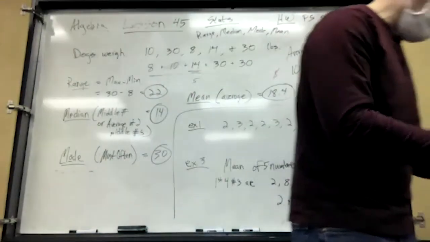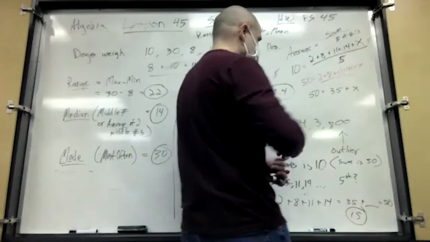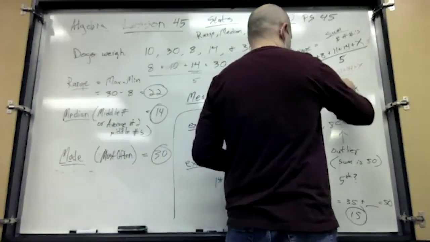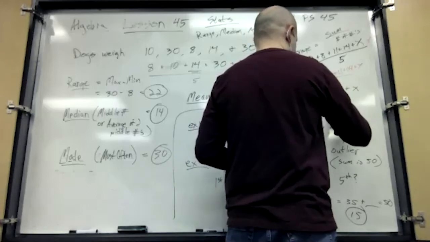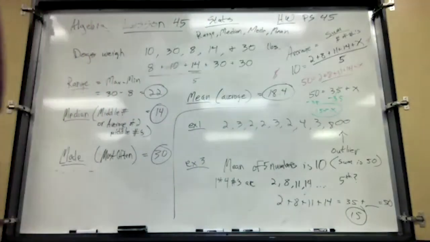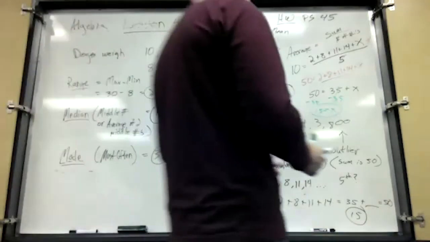All right, and then the third step is eliminate constant from variable side. So get rid of that 35. X equals 15. So I used algebra to really, I forgot about average.